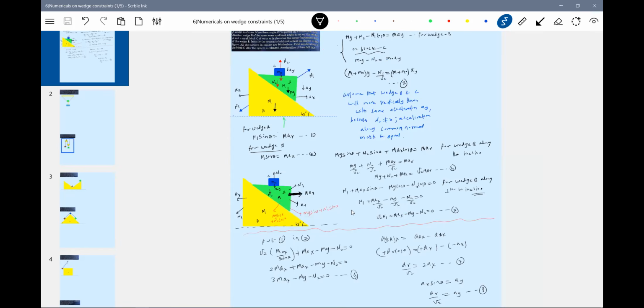Anybody, value of AR? N1, what you write it as? AX by root 2. Substitute 1 in 3. Replace N1 in terms of AX. Then next step, what do we do? AX will write in terms of AR, and AY in terms of AR. We'll solve for that. We'll get AR. So what shall I do now? Put 1 in 3. Then 1, 7, 8 in 3. Equation 1, 7, 8 in 3. We'll solve for that. We'll get the expression for AR.